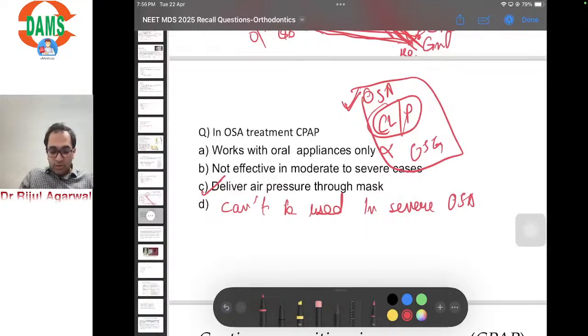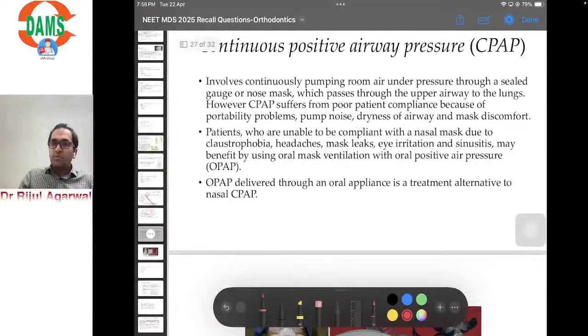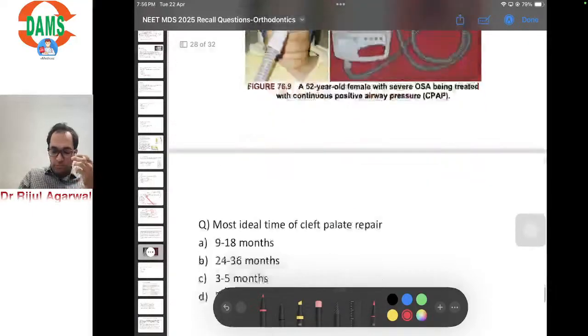Okay, so related to OSA for your exam: the AHI index, and the images of oral appliances for correcting OSA. Definitely just look at them for your exam. This is what CPAP is; this is the image of CPAP. The remaining images we have discussed in your class, you can go through them.